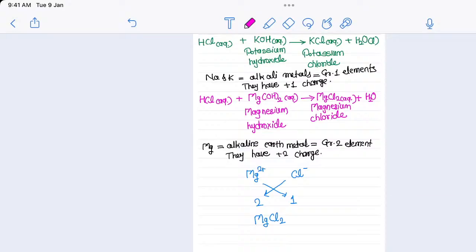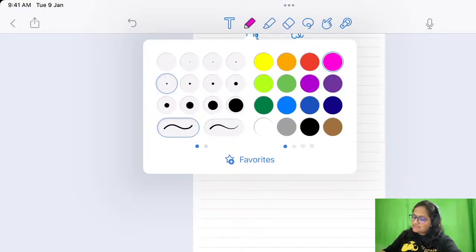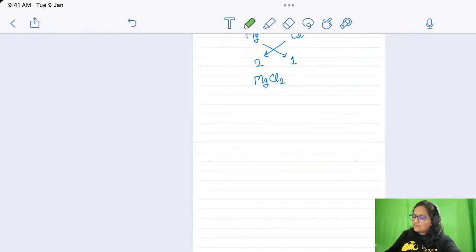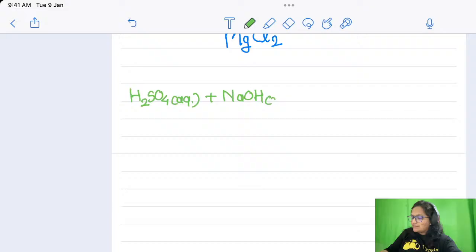Now let us see some other examples. Now I will change the acid to H2SO4. H2SO4 aqueous, then NaOH is the base, aqueous, giving you salt plus water. H2SO4 is nothing but sulfuric acid.